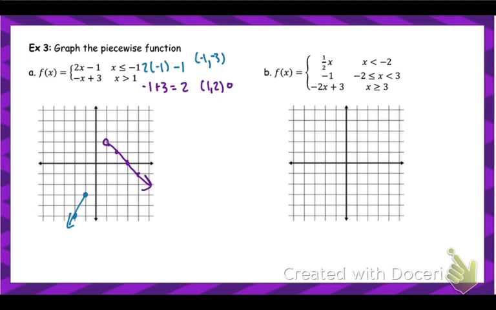All right, looking at my next one. Again, how you choose to do it's up to you. I'm going to go ahead and plug in that negative 2 endpoint. So 1/2 times negative 2 is negative 1. So -2, -1 is going to be an open circle. Everything to the left of that point has a slope of 1/2.